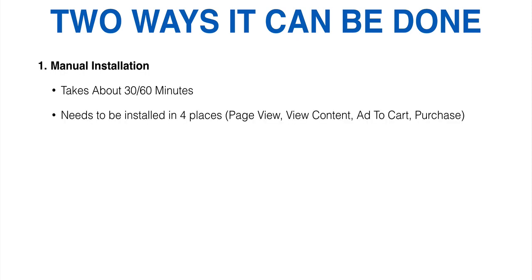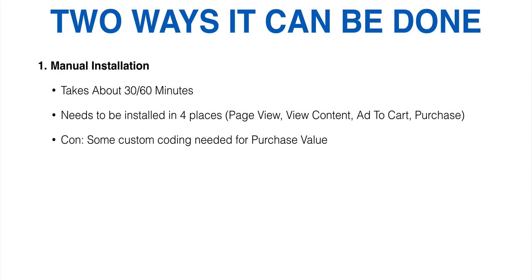Now there's 4 different places on your Shopify store that you need to place your pixel. So you pick up page views, view content, add to cart, and purchases. You want your pixel to track all 4 of these things, which means that you have to put the code in 4 different places. Okay, and then I'm going to talk about the cons of doing it manually.